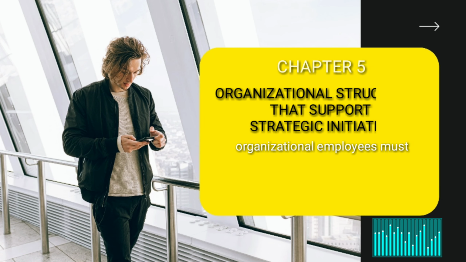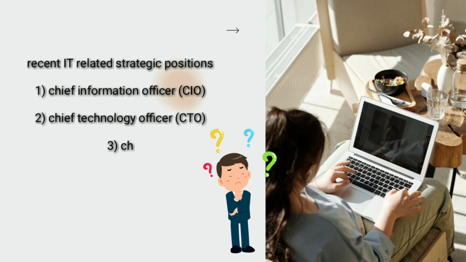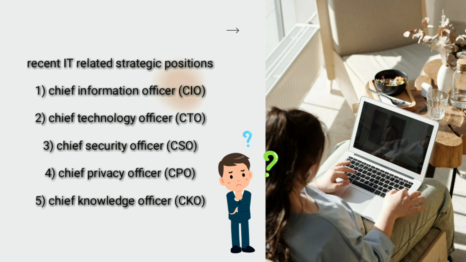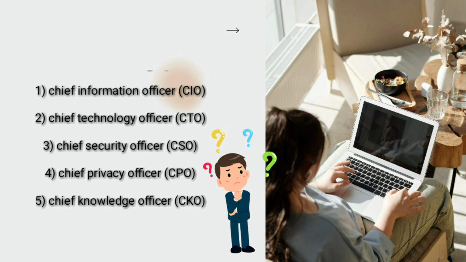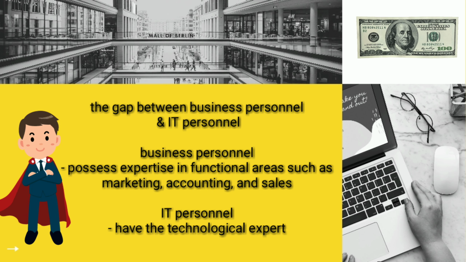For the last chapter, organizational structure that supports strategic initiatives, organizational employees must work closely together to develop strategic initiatives that create competitive advantages. Recent IT-related strategic positions: Chief Information Officer, Chief Technology Officer, Chief Security Officer, Chief Privacy Officer, and Chief Knowledge Officer. The gap between business personnel and IT personnel.